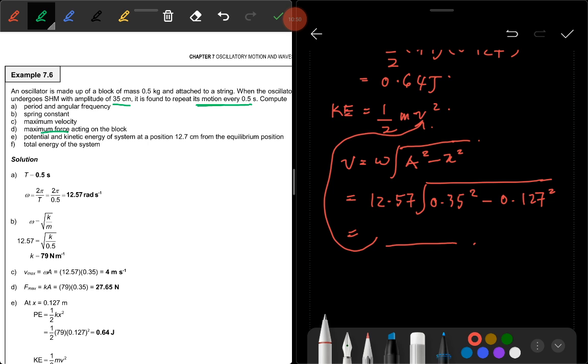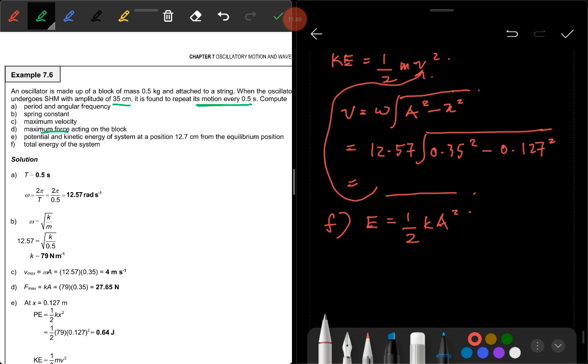And then the total energy of the system. Remember, E is equal to half KA squared. I just take the value of K, 79, and the value of A is 0.35 squared. So try to calculate it. We will get the total energy.